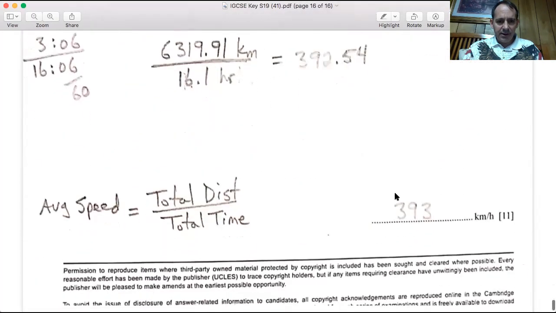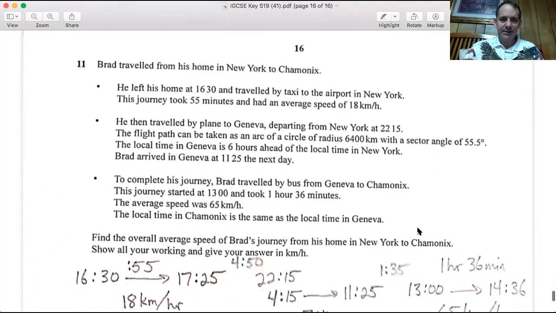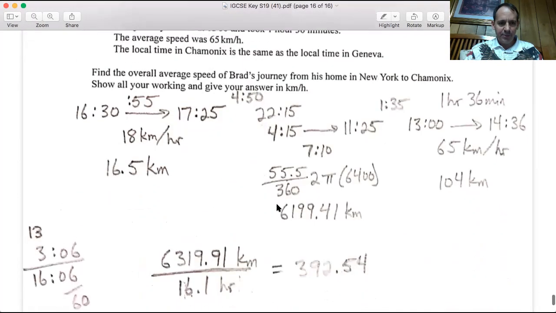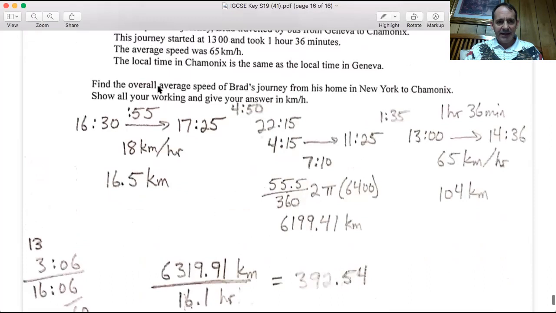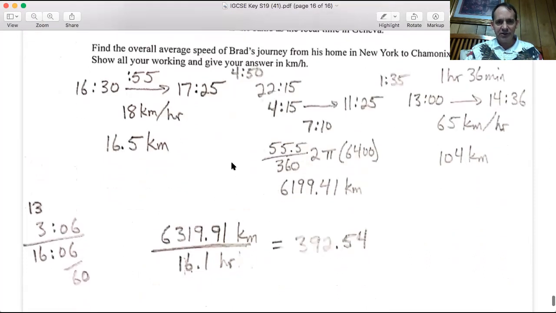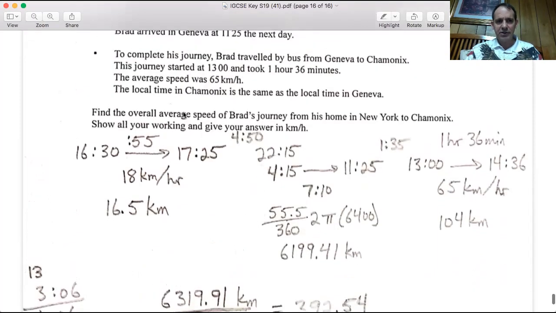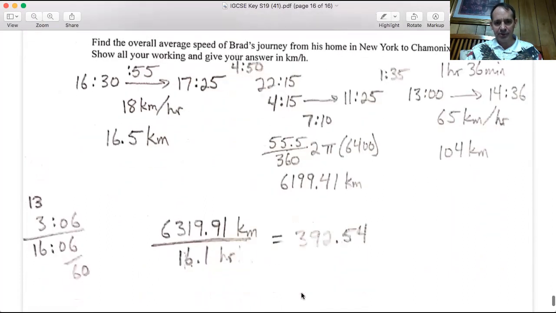Moving on, this is our last question here, but it's a little bit lengthy. Brad traveled from his home in New York to Chamonix. Okay, so here's all his travel plans. What you have to do is find the overall average speed. Well, average speed is total distance divided by total time. So read the question carefully. You're finding overall average speed, so total distance over total time from New York to Chamonix. Show all your work and give your answers in kilometers per hour.